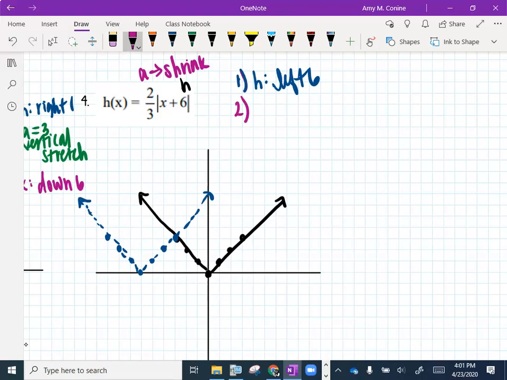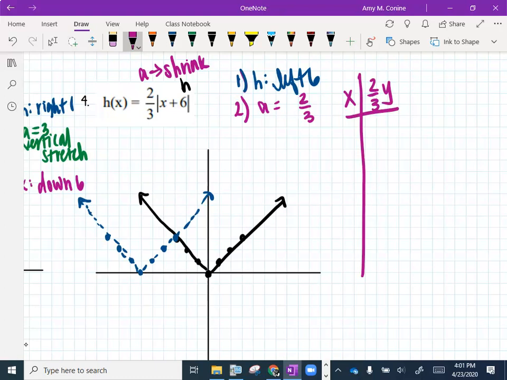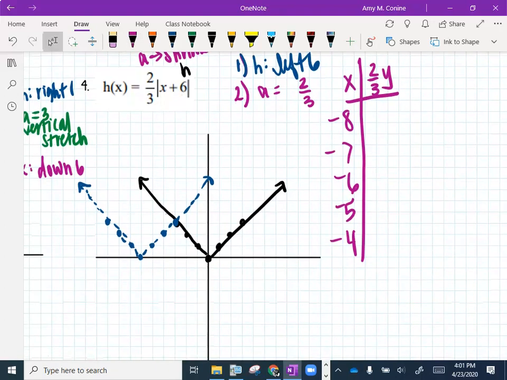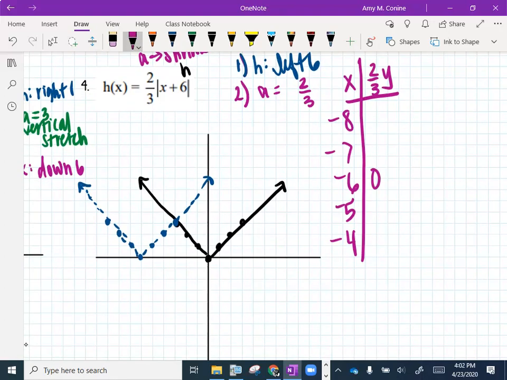So then what I'm going to do now is my A. My A is 2/3. So for my table, everything on the inside of my absolute value needs to be multiplied by 2/3. So now I'm just going to use points -8, -7, -6, -5, and -4. I think that should be enough. So -6 is our vertex. 2/3 times 0 is 0. So -8, we get 2, but then we have to multiply that by 2/3, and we get 4/3.